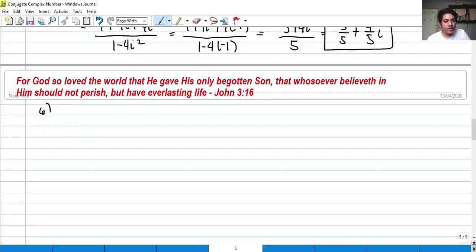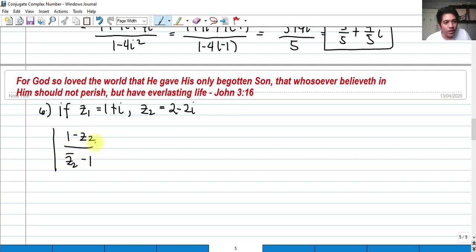Okay, for number 6, if z sub 1 is equal to 1 plus i and z sub 2 is equal to 2 minus 2i, then we're going to evaluate the modulus of 1 minus z sub 2 over the conjugate of z sub 2 minus 1. Notice that we have now a modulus. So our answer should be a real number, a positive real number.